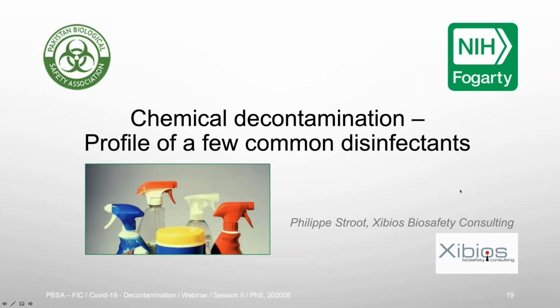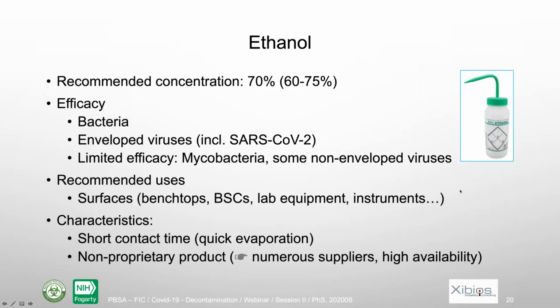So the first one is ethanol. A recommended concentration of ethanol is 70%, and you will see different sources saying between 60 and 75, but traditionally we use 70%, which is considered most efficient. It's efficacious against bacteria, against enveloped viruses, including SARS coronavirus 2, but it has a limited efficacy for a number of other organisms, like some mycobacteria, like Mycobacterium tuberculosis, and also non-enveloped viruses.